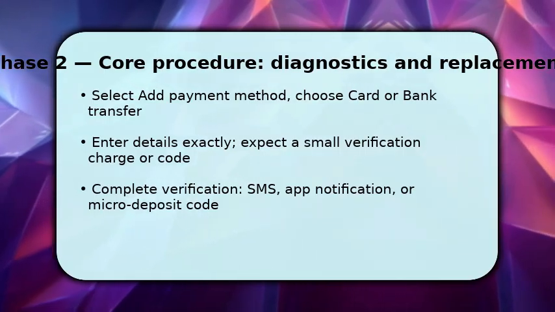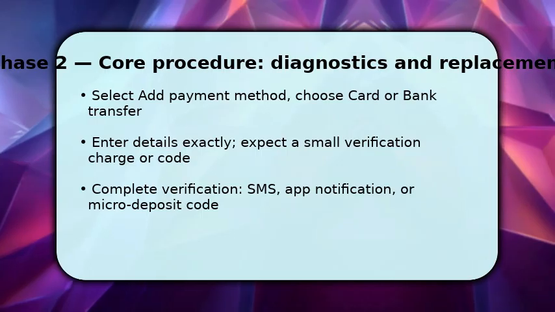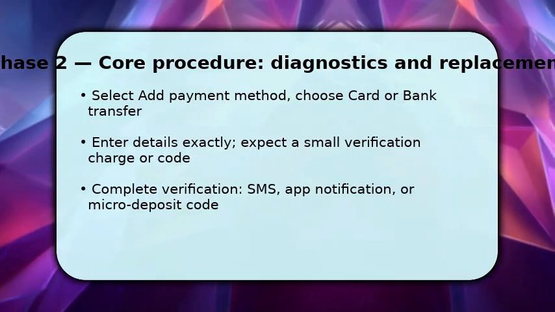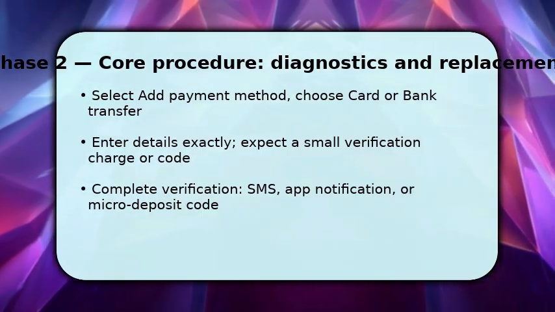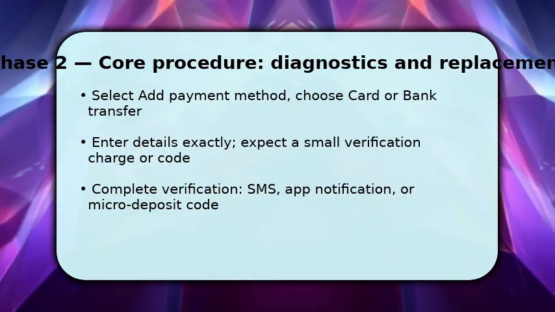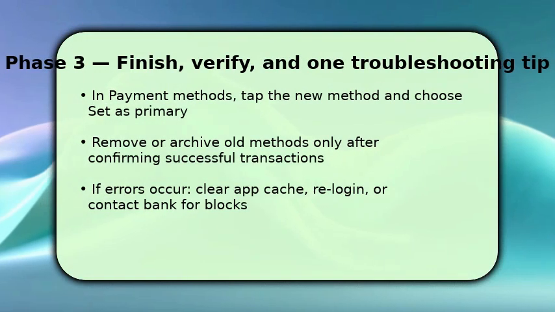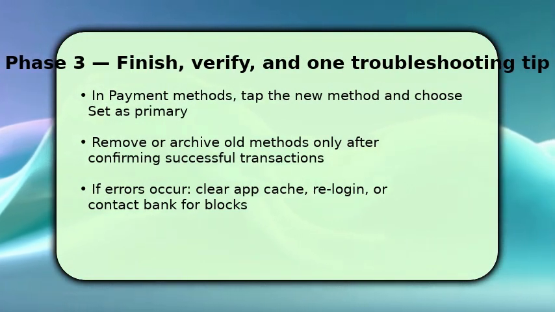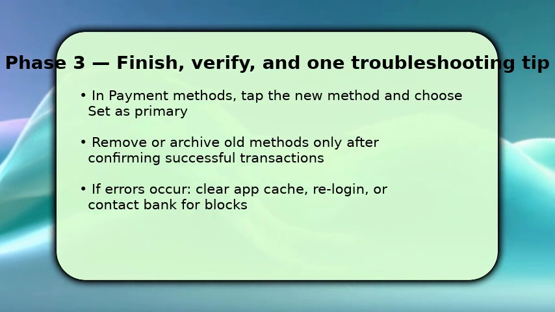Once the method shows verified, pause to review billing address and expiration date. Make sure the name matches your Google account to avoid future declines. With the new method verified, set it as primary so future purchases use it by default. Tap the method and choose Set as Primary.